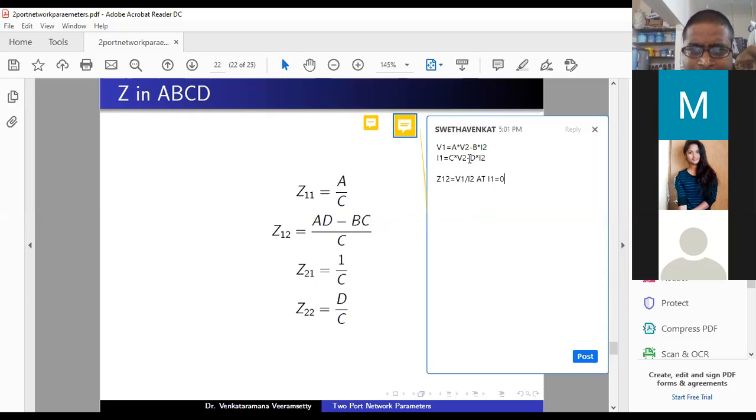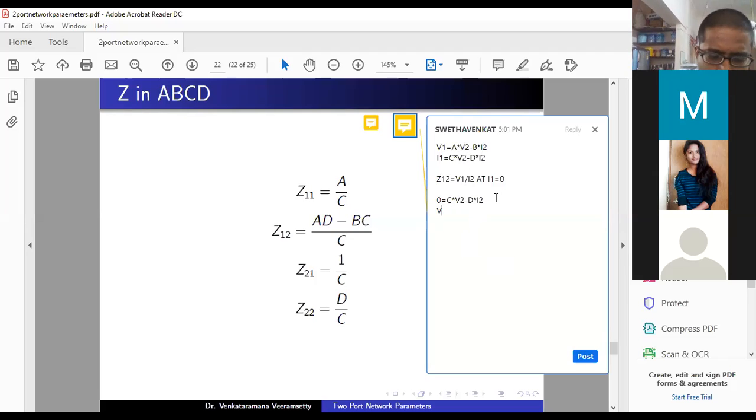So put I1 equal to 0 in this equation. Then this equation will become 0 equal to C multiplied by V2 minus D multiplied by I2. Now, if we want to calculate Z12, we have to find the ratio between V1 and I2. V1 is here and I2 is here, but V2 is there. So what we have to do is find V2 in terms of I2 by using this equation.